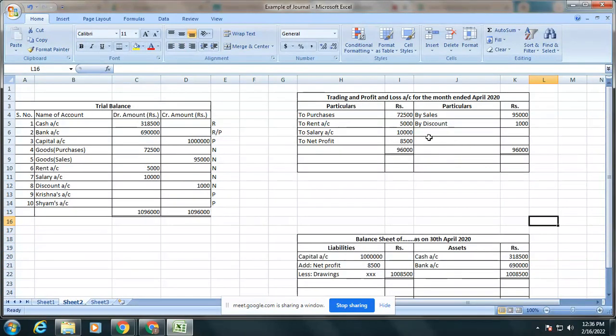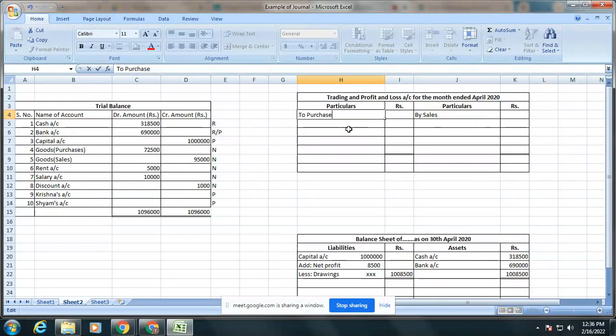What we are going to do here is take away all the things which are not part of the trading account, and we'll start with writing down the format of the trading account. Please note this format. These are typical items that we start the trading account with every time. To opening stock. Opening stock is nothing but the number of units or the value of the product which you had at the beginning of the month of April.